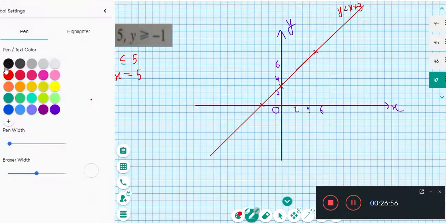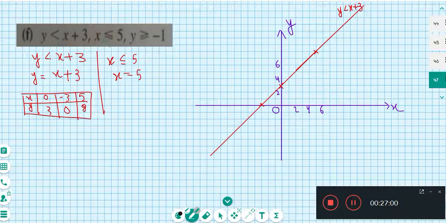Next one, x is less than or equal to 5. I'm using this color, pink color. So this is the line x is less than or equal to 5. Less than or equal to 5 means the region should be at the left side of this line, as at the left side you can see the values are less than 5 for x.